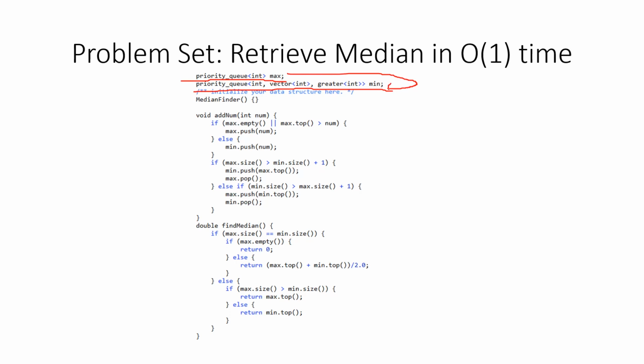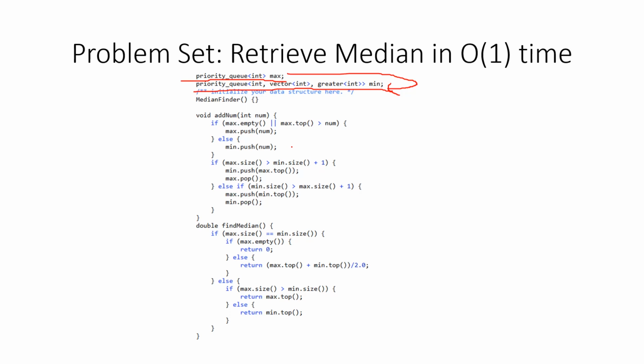So when we have an even total number of elements, the size of the max heap and the size of the min heap should be equal. But when we have an odd number of elements, we allow the max heap to have one more element than the min heap. So every time we check the size of the max heap, and if it is bigger by 2 than the min heap, we remove an element from the max heap and put it into the min heap.